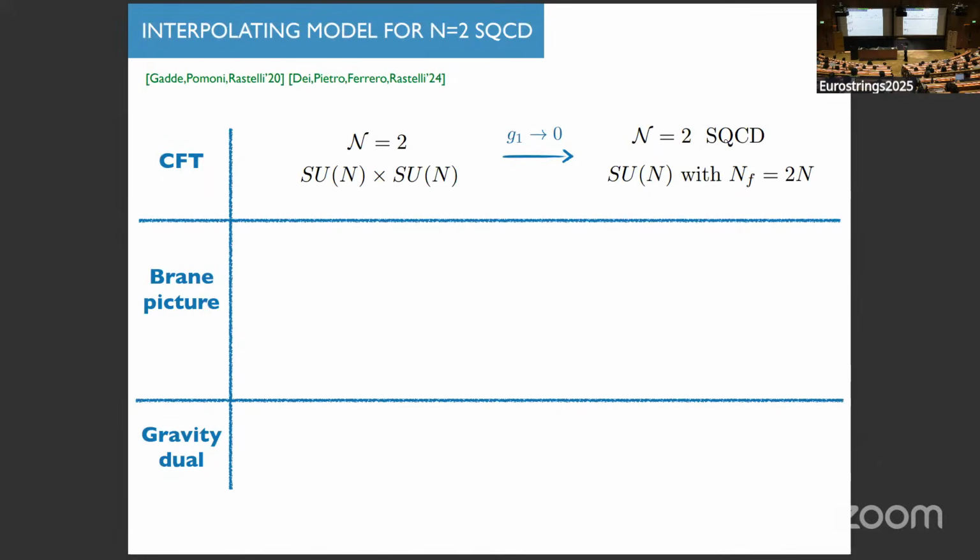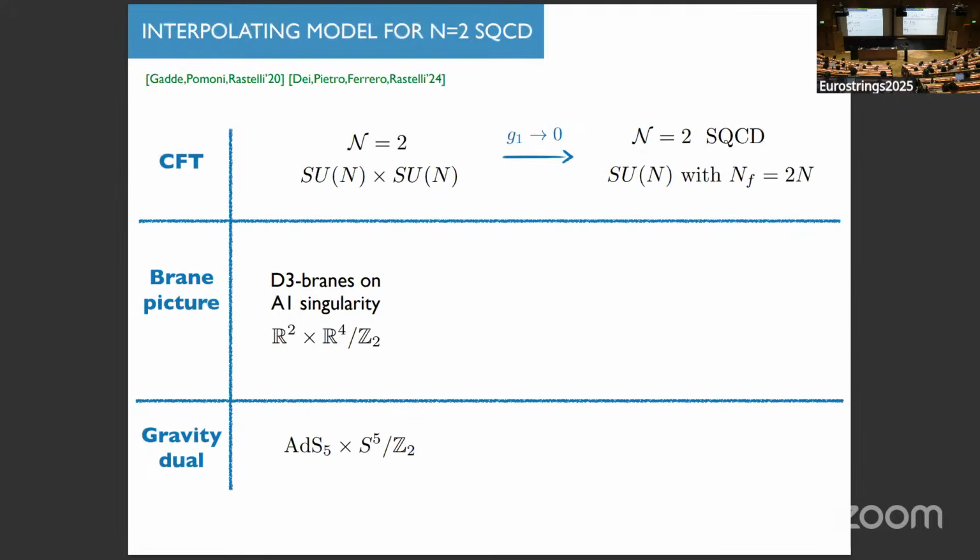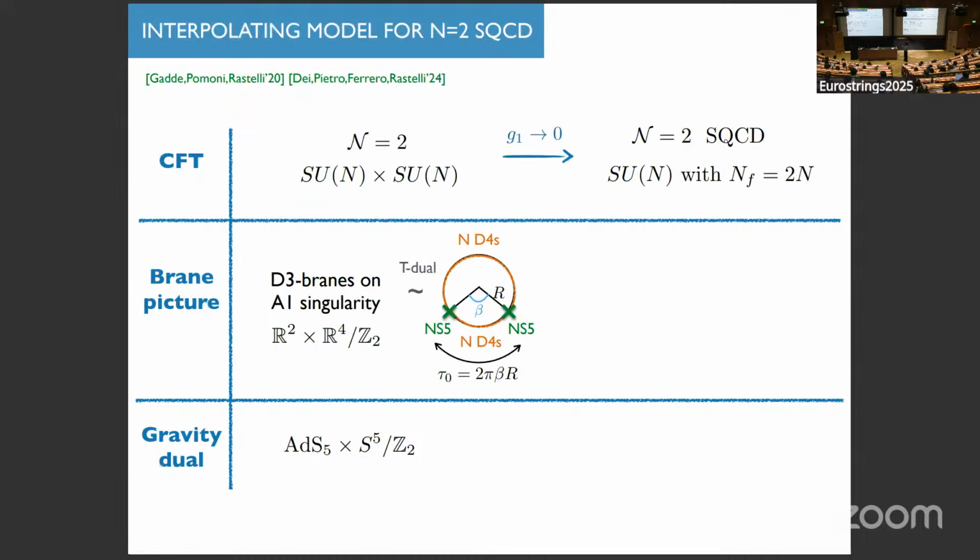So in this paper, they show that N=2 super QCD can be constructed from an interpolating model, starting from SU(N) times SU(N), taking one of the gauge couplings to 0 while the other is fixed. So that decouples, and what is left is this N=2 super QCD. If you know the brane picture and the gravity dual on this side, now you can follow this limit here and see what you get here. What is the dual?